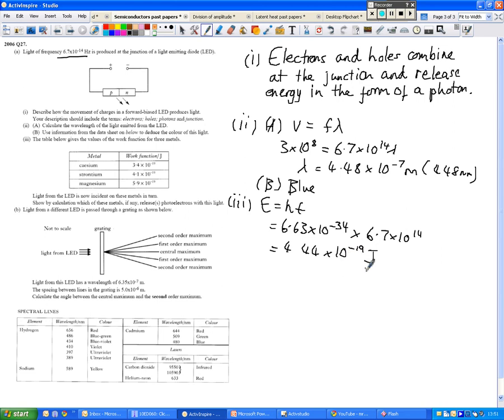You've got to figure out whether it's going to eject electrons or not. Remember, the work function of a metal is the minimum amount of energy required to eject an electron from its surface. What they're really looking for you to say here is whether electrons are ejected or not. So that number, 4.44 times 10 to the negative 19, is bigger than this number, it's bigger than this number, but it's not bigger than that number. So you're looking at photoelectrons being ejected from cesium and strontium.